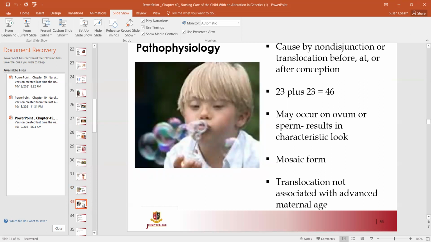So some of the cases involve a translocation, okay, that we talked about before, where part of the chromosome breaks off during the cell division, either before or at conception, and then it reconnects during the repair process to another chromosome. Usually this is going to happen with chromosome 14. The cells will remain with 46 chromosomes, but the extra portion of the number 21 chromosome causes these clinical findings.